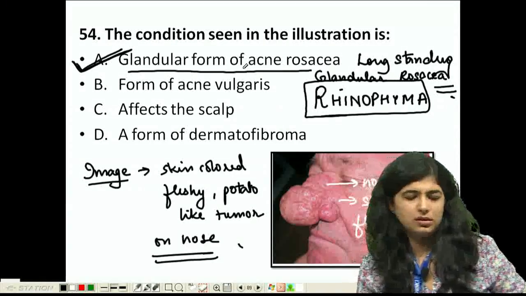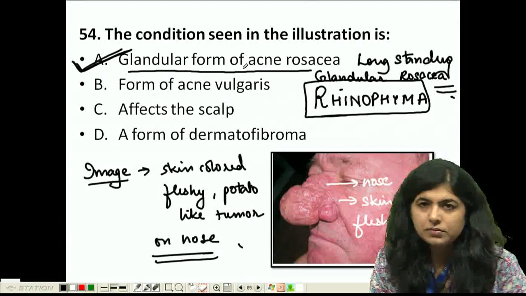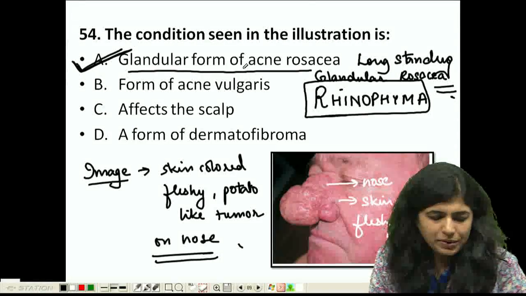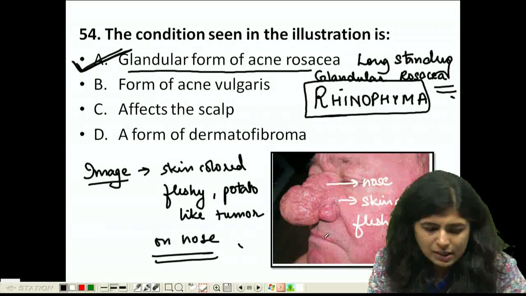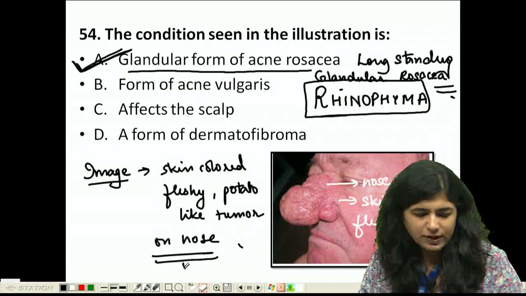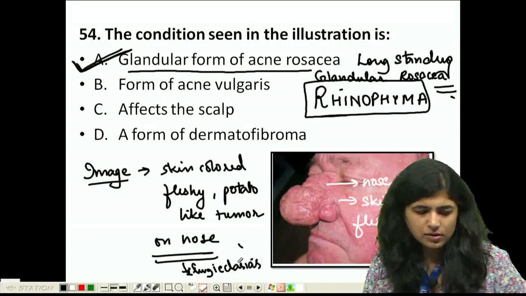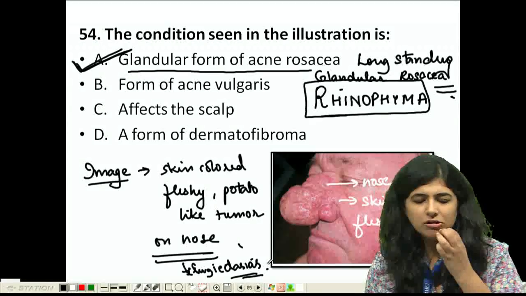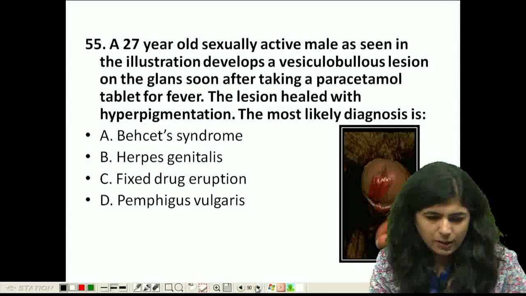Any doubts? No? Good. If you see it clearly, you will also see a lot of surface telangiectasias, typical of rosacea.